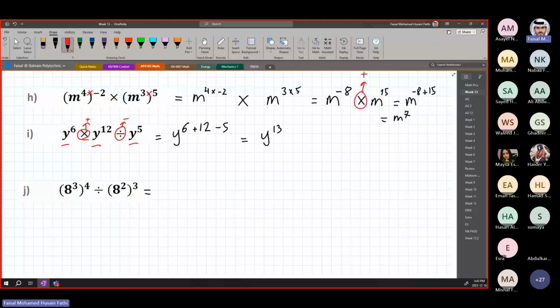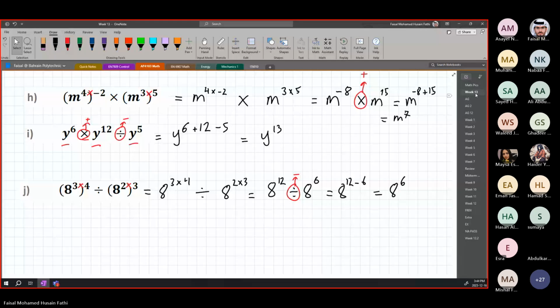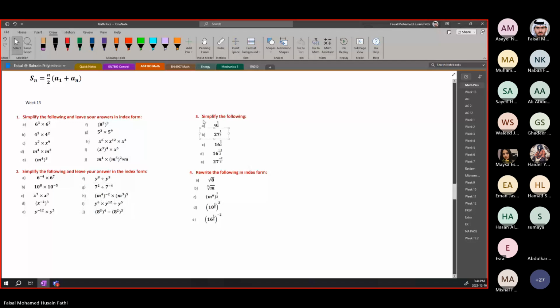Again, same thing here. We start step by step. We have multiplication. So this is 8 to the power of 3 times 4 divided by 8 to the power of 2 times 3. This is equal to 8 to the power of 12 divided by 8 to the power of 6. We have division. Division means subtraction. 8 to the power of 12 minus 6, which is equal to 8 to the power of 6, and we are done. Any questions so far? No questions. Perfect.